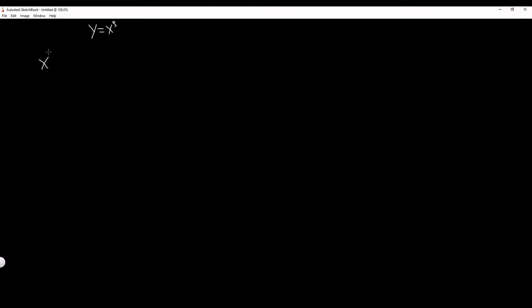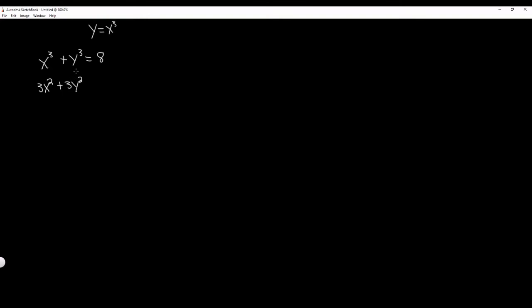x cubed plus y cubed is equal to 8. So we can't use explicit differentiation for this problem. We'll have to do it implicitly. The way we want to start is we're going to differentiate both sides with respect to x. So the derivative of x cubed is 3x squared plus the derivative of y cubed is 3y squared.